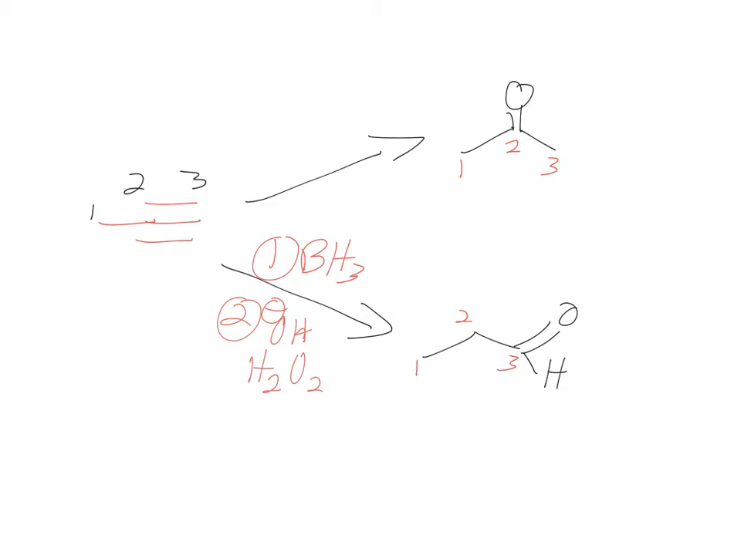Right? Again, this step, of course, is a syn addition. So it's regioselective. It selects for the less substituted carbon, but it's also a syn addition. The boron and the H add syn as well. So that's one. That's how you get that.